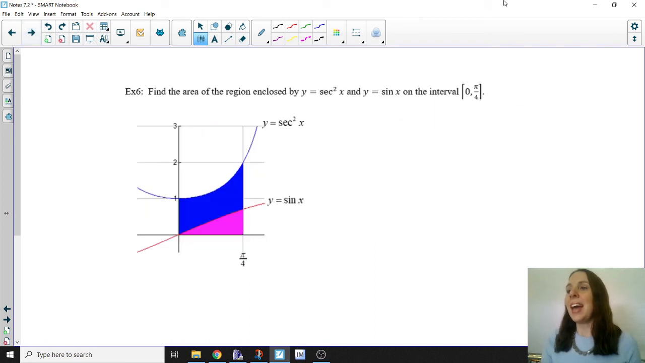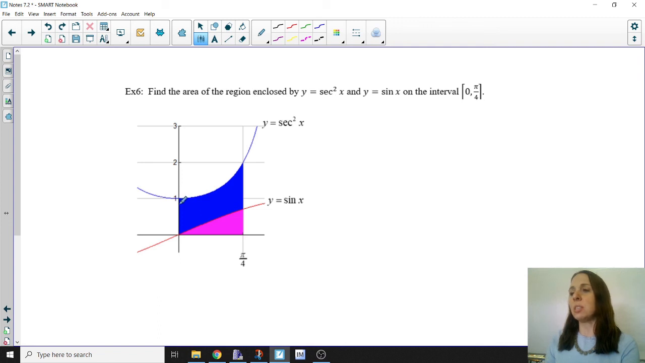Okay, finally, the last example. This one's actually hopefully going to seem pretty easy compared to what we just did. It says, find the area of the region enclosed by y equals secant squared x and y equals sine of x on the interval from 0 to pi over 4. Look at this. We're going right back to me giving you everything. I give you a picture. It's a little bit of a weird picture, I admit.